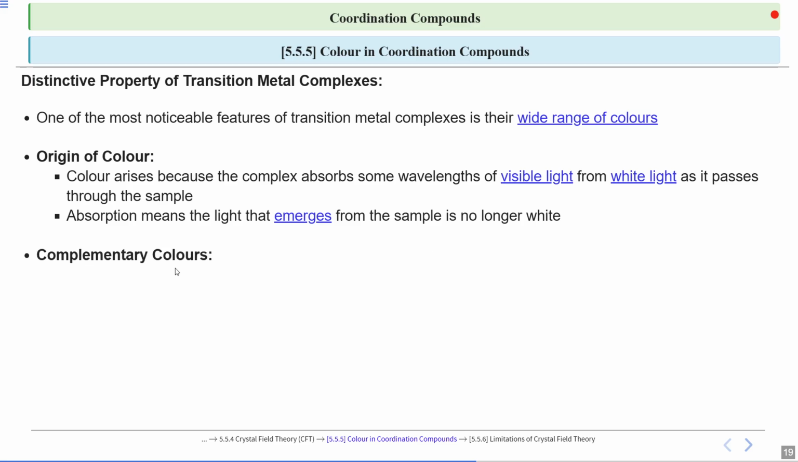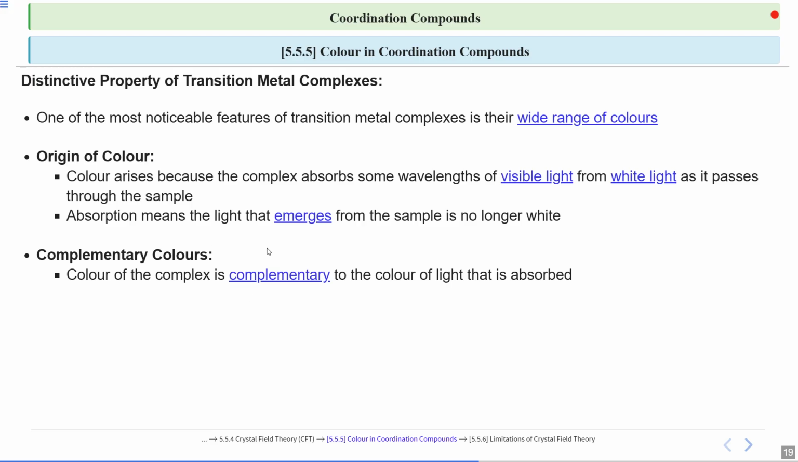So complementary colors: the color of the complex is the color that is going to be represented by that complex, and it is complementary to the color of the light that is absorbed by it. What I'm saying is that if you pass white light through the complex, it will absorb some wavelength of visible light. What you will see is the complementary color of the absorbed light, and that complementary color is going to be the final color of our complex.